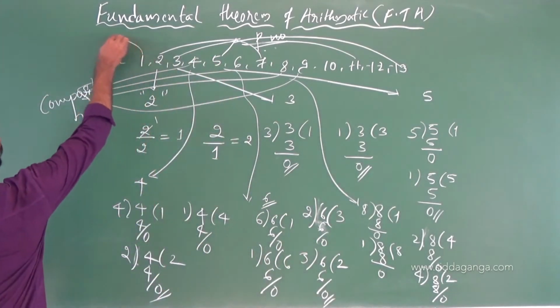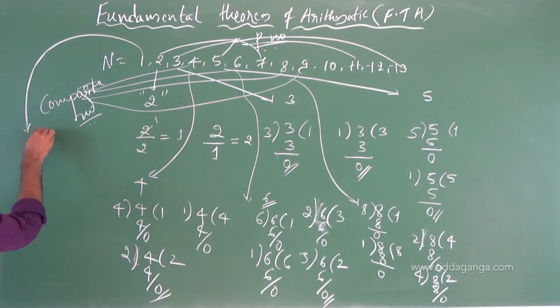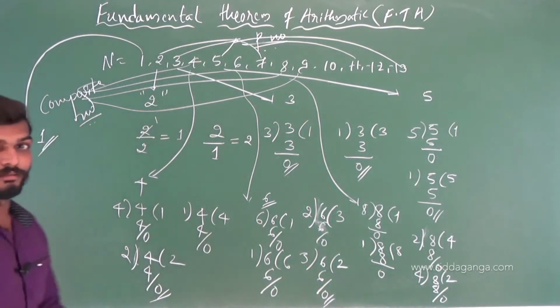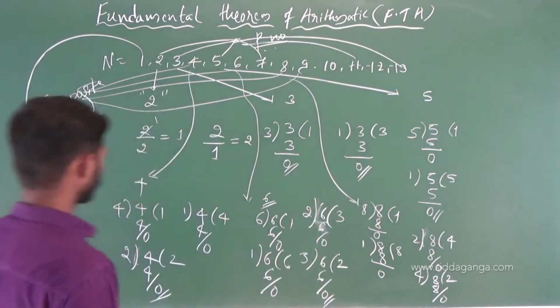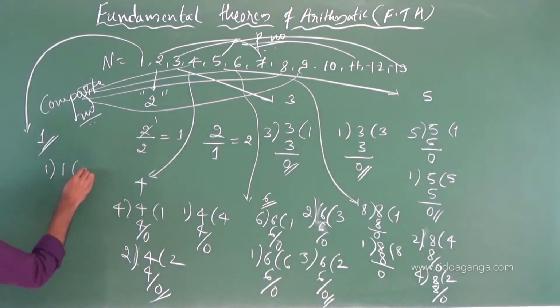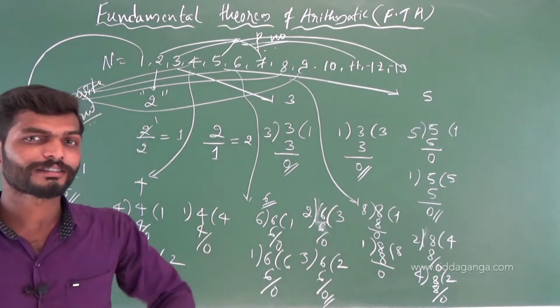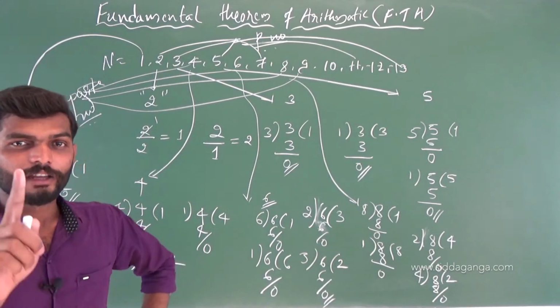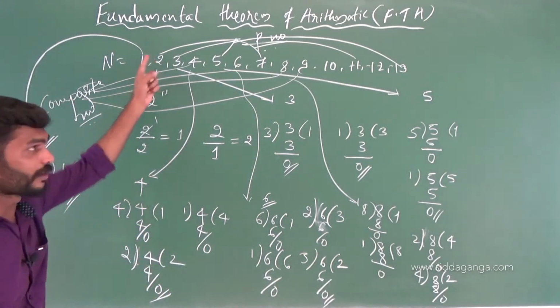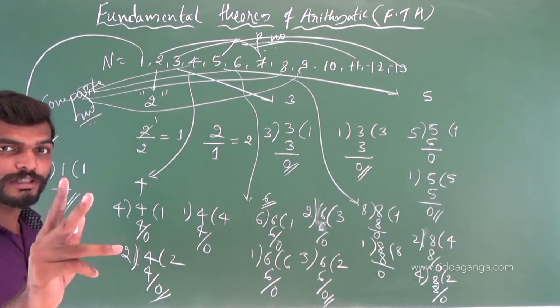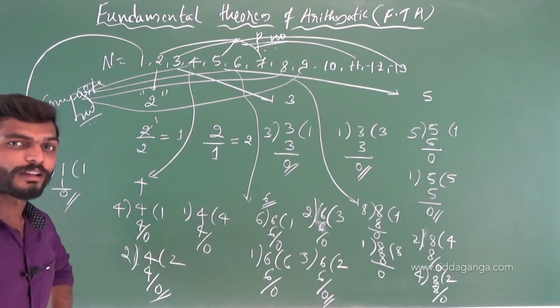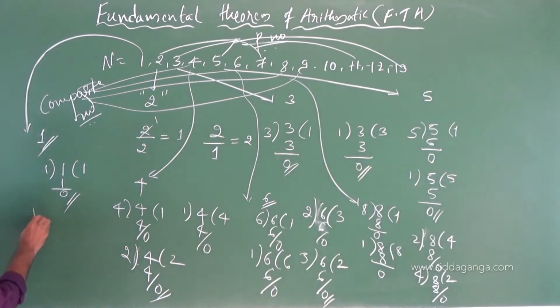Now let me take that 1. 1 divides 1, agree. 1 divides 1 giving quotient 1, remainder 0. Now, is there any other number which can divide 1? No. If I want to say 1 is a prime number, it has to have at least 2 divisors: 1 and itself. Itself means nothing but what? 1 only, right?